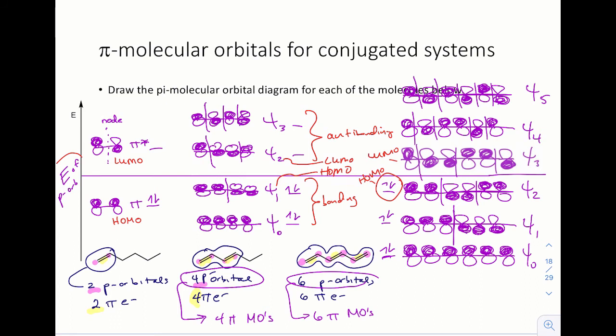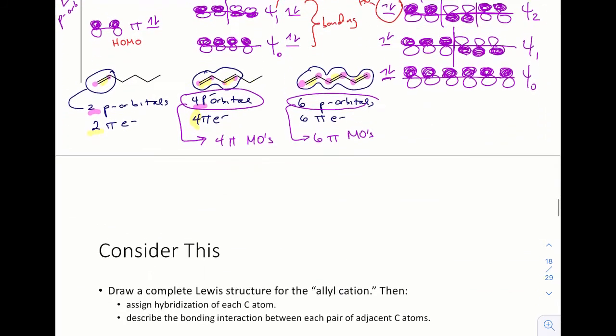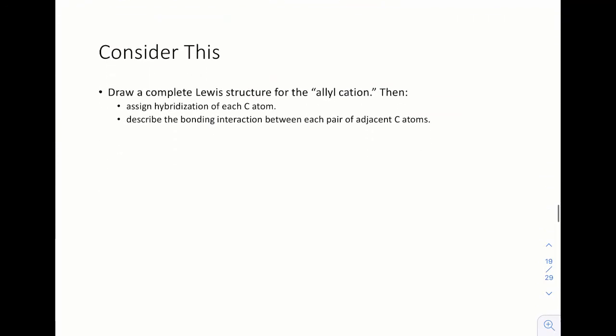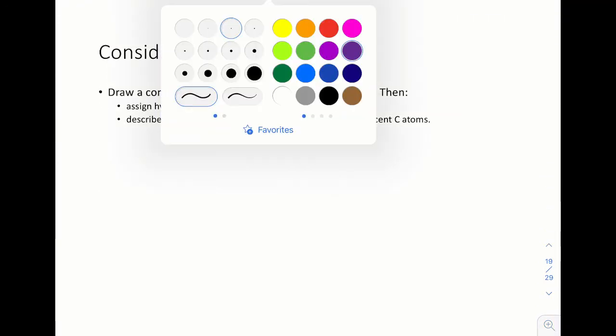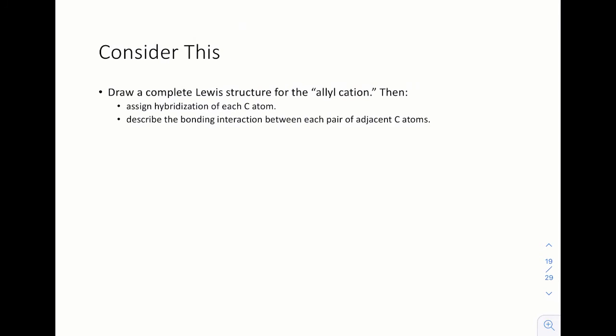So we've looked at conjugated pi bonds, where we have multiple alkene functional groups connected adjacent to one another. And we've realized that if they're adjacent to one another, they form one system. Now we're going to move on to a different type of conjugated system. I would like for you to draw the Lewis structure for the allyl cation. Allyl means a double bond bonded to a CH2. This double bond CH2, this is allyl.